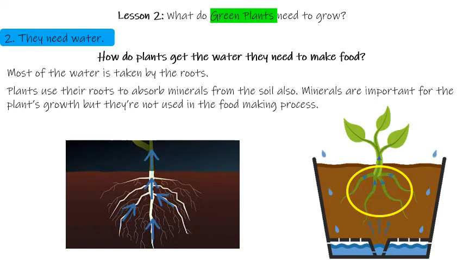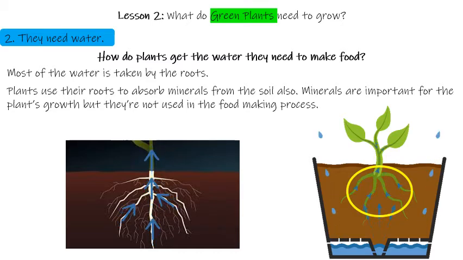Just a quick information that in the soil also there are important substances that we call minerals, like calcium, like iron, like phosphorus. These minerals are important for the plant's life, maybe to make fruits, to make flowers, to grow higher, to make a new color in its body. But these minerals aren't used in the food making process. So, plants do not use minerals to cook.